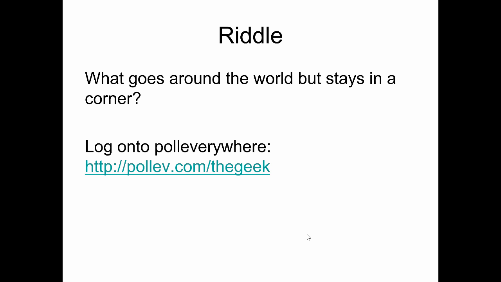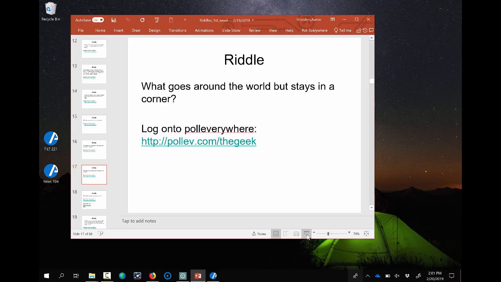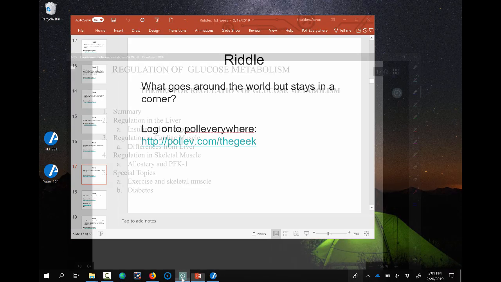All right, so our riddle, what goes around the world but stays in a corner? A stamp. Exactly right, a stamp is the right response.